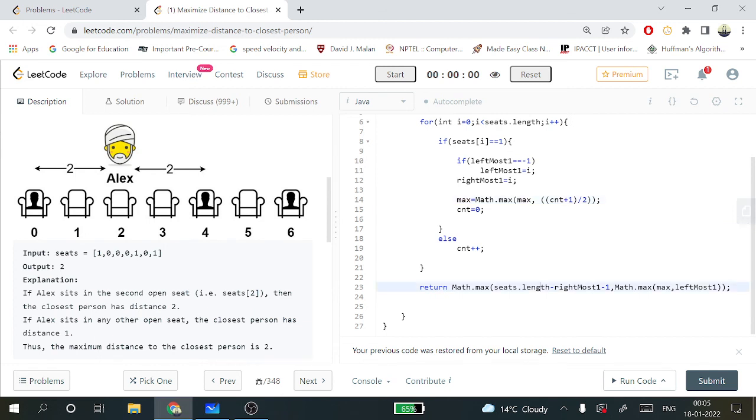We have to return the maximum among the middle, the leftmost and the rightmost. So leftmost is simply the leftmost one position which we have taken first. We will take the maximum between the middle and the leftmost, and the rightmost is seats.length - 1, because our array starts from the 0th index, minus the rightmost one position. So this will give us the answer.